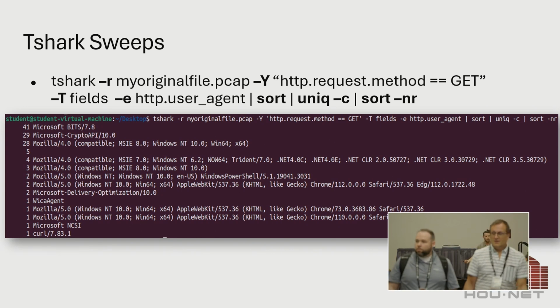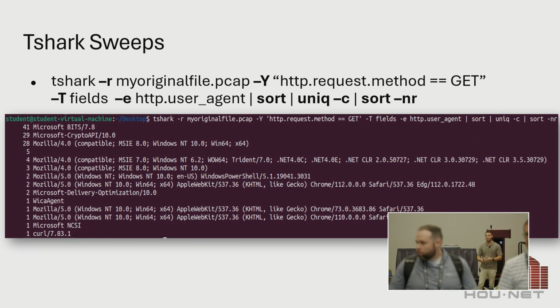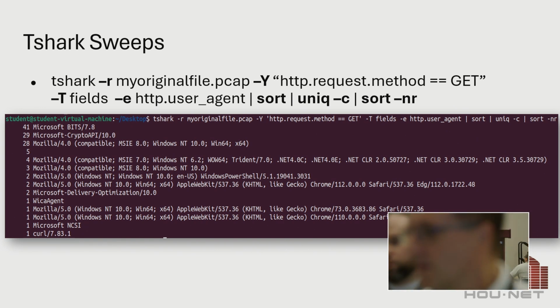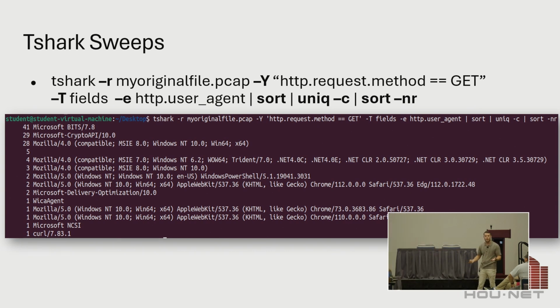So already, without even having to open my PCAP, I have investigation starters. How often do you expect your users to use curl in your environment? Maybe a lot, but why was there only one instance of it? We also have Wicca agent, one instance of that. We have 2 instances of PowerShell as our user agent, and then we have 5 instances of there's no user agent. The absence of a user agent is anomalous in itself.